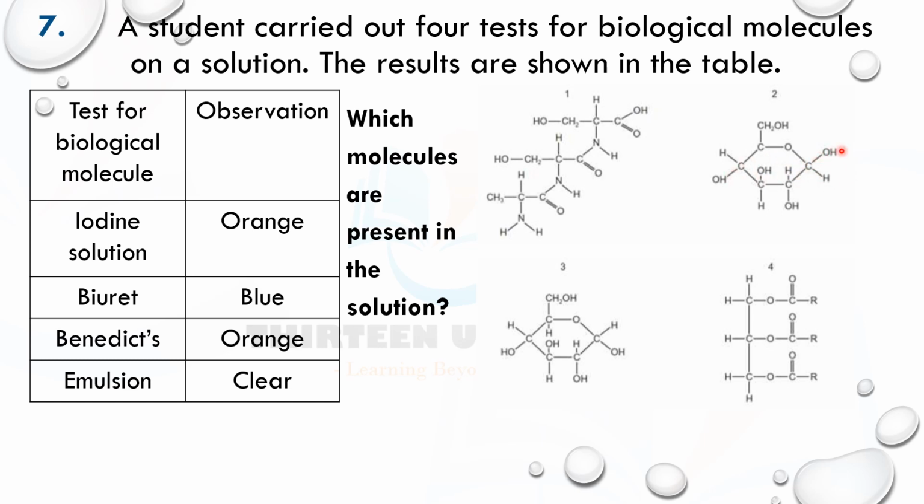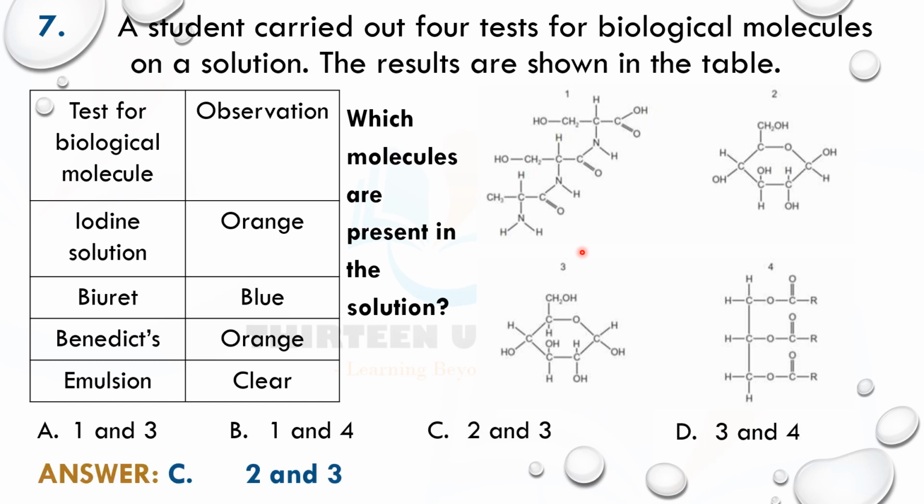So this is beta glucose, because the OH group attached to this first carbon atom is above the ring, and this is alpha, where the OH attached to the first carbon atom is below. So both of them are reducing sugars. So the answer should be what? Is it A or B or C or D? What do you choose? Of course, 2 and 3. The answer is C. Is that okay?